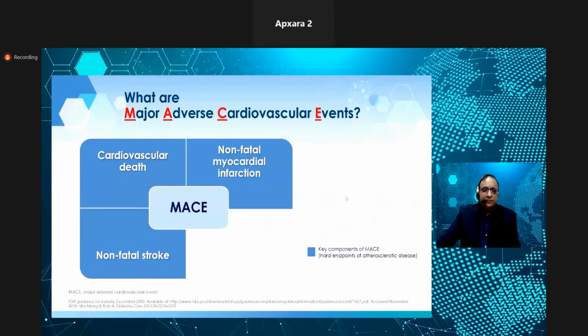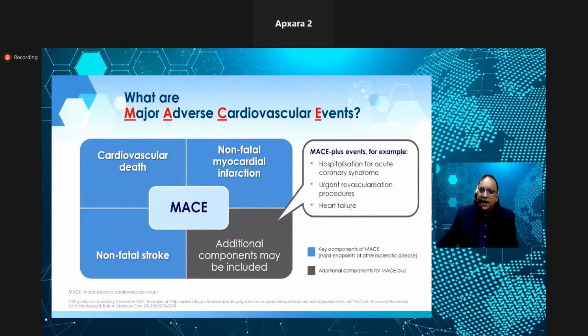When you listen to talks and read data, you hear this term MACE, major adverse cardiovascular events. MACE is basically a triad of cardiovascular death, non-fatal myocardial infarction, as well as non-fatal stroke. The idea is that with this term, there is some degree of consistency across clinical trials, making them slightly more comparable. There is also a MACE-plus, if you want, which looks at hospitalization, revascularization procedures, as well as heart failure as one of the events.